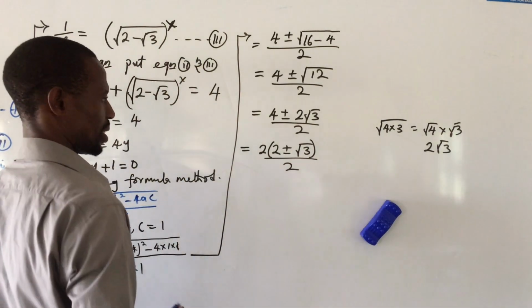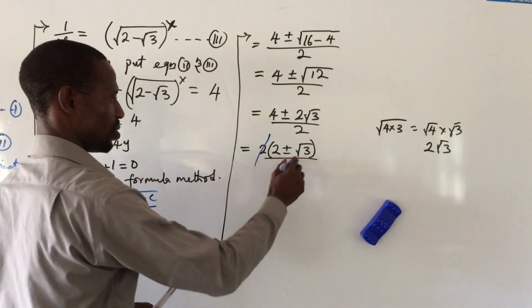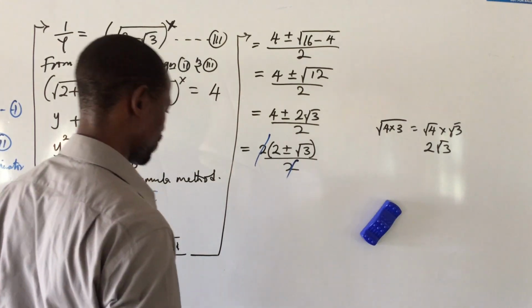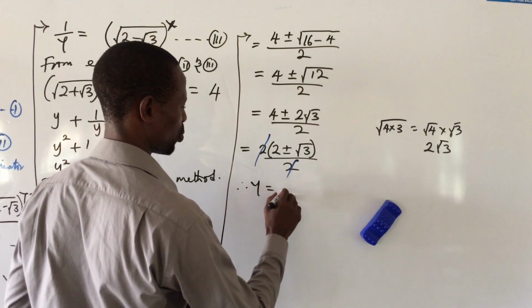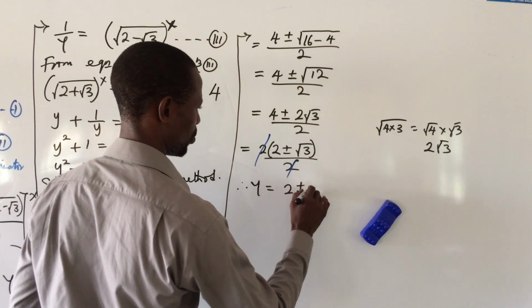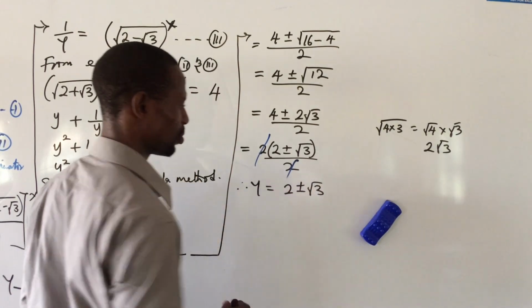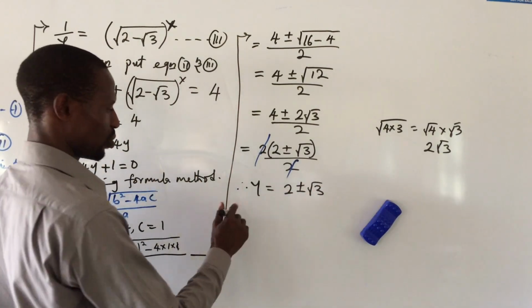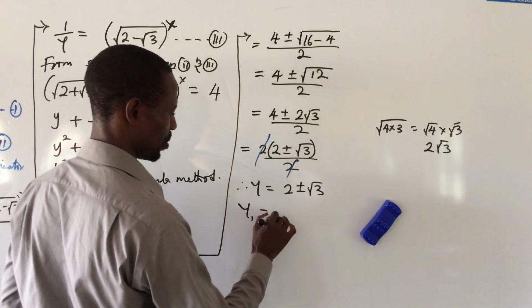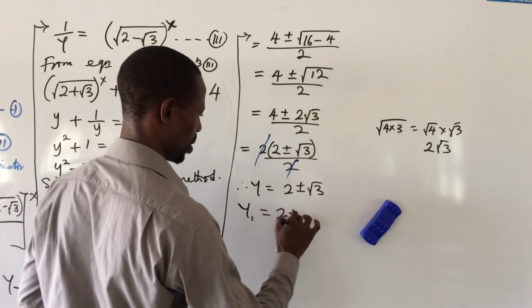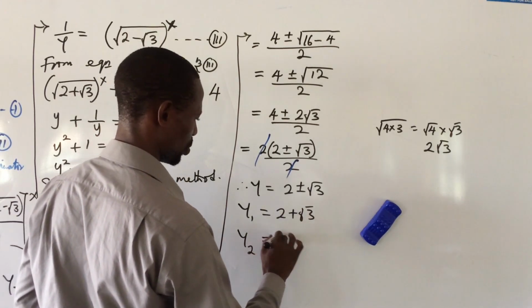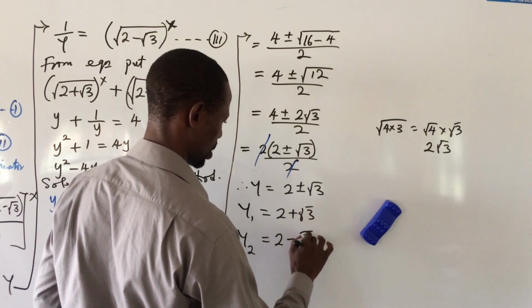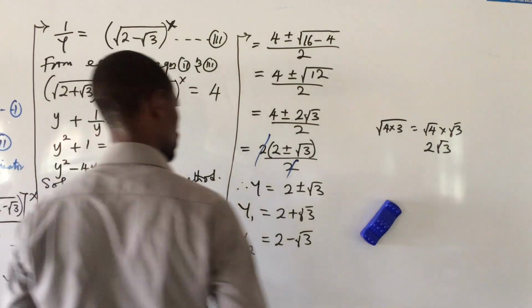And of course, these 2 will go with these 2. We are therefore left with y equal to 2 plus root 3. So we have two cases of y. Case 1, let's say y1 is equal to 2 plus root 3, and y2 is equal to 2 minus root 3. These are the two cases.